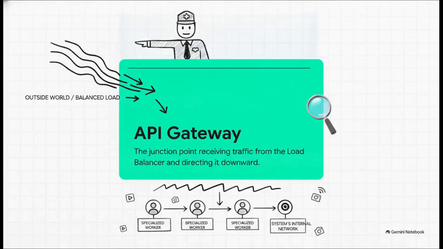The API gateway sits right here, acting like a super efficient traffic cop, making sure your request gets pushed out to the correct, specialized worker. It takes that perfectly balanced load and translates it into specific commands for the system's internal network. It's the definitive threshold between the outside world and the platform's actual internal brain.